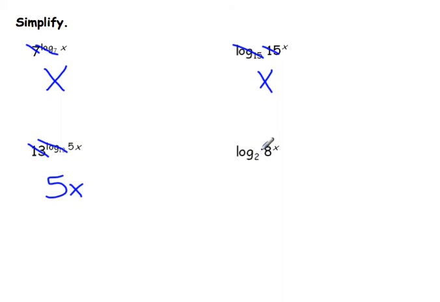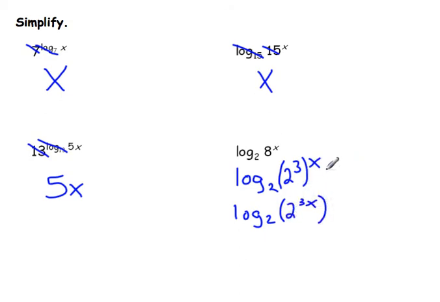This one's a little trickier. Notice the base is 2. I can get this 8 to have a base of 2 if I change it to 2 to the third. So I changed 8 to 2 to the third, but then that's still to the x. I can rewrite that as log with base 2 of 2 to the 3x. I can put these together because of my property of exponents; I can multiply those. Now I have the same bases. Log base 2 of 2 leaves me with the exponent of just 3x.